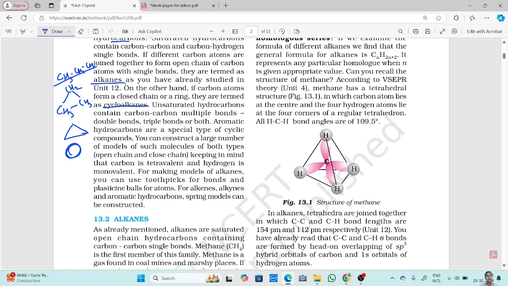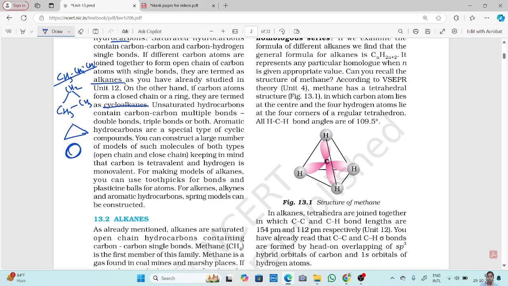You can construct a large number of models of such molecules of both types, open chain and closed chain, keeping in mind that carbon is tetravalent and hydrogen is monovalent. Large number of models means you can join any molecule anywhere. You can have a molecule with 4, 5, or 6 carbon-carbon bonds, so you can have a chain with n number of carbon-hydrogen bonds. But you should not join any other molecules to them once their valencies are satisfied.